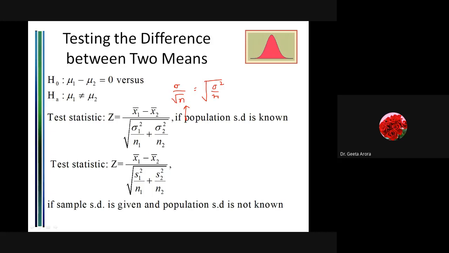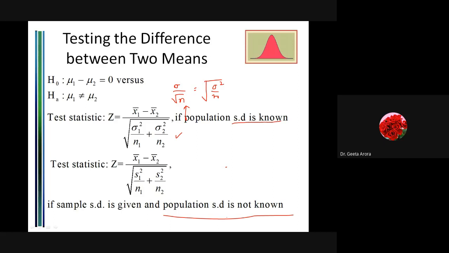So for the two samples we have taken from two populations, we combine their standard errors and get under root of sigma 1 square by n1 plus sigma 2 square by n2. Correct? When the standard deviation is known, obviously this formula will work. But most of the time the population standard deviation is not known, because we might have some clue regarding the mean, but not the standard deviation.